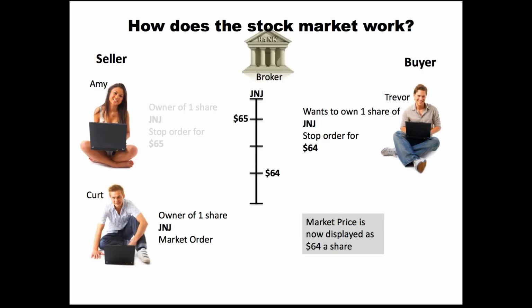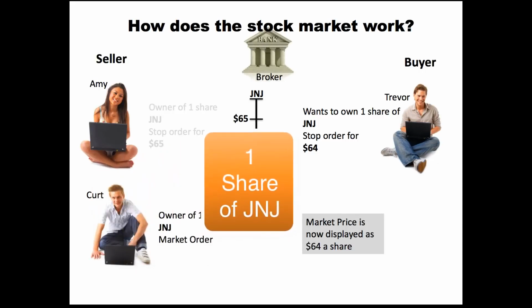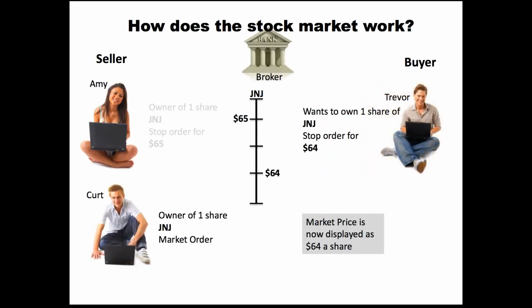Since Kurt does that, the trade is executed between Kurt and Trevor for $64. And now, meanwhile, Amy's still sitting there at $65, wanting to sell her share for $65.